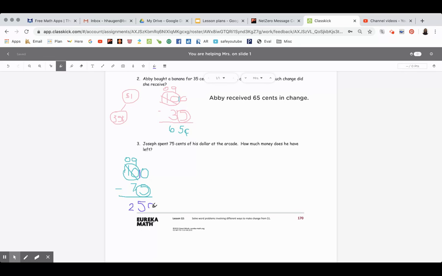And this one you might have known in your head because 75 cents is 3 quarters. So to get to that last dollar, you would need one more quarter, which is also 25 cents. So we will write Joseph has 25 cents left.